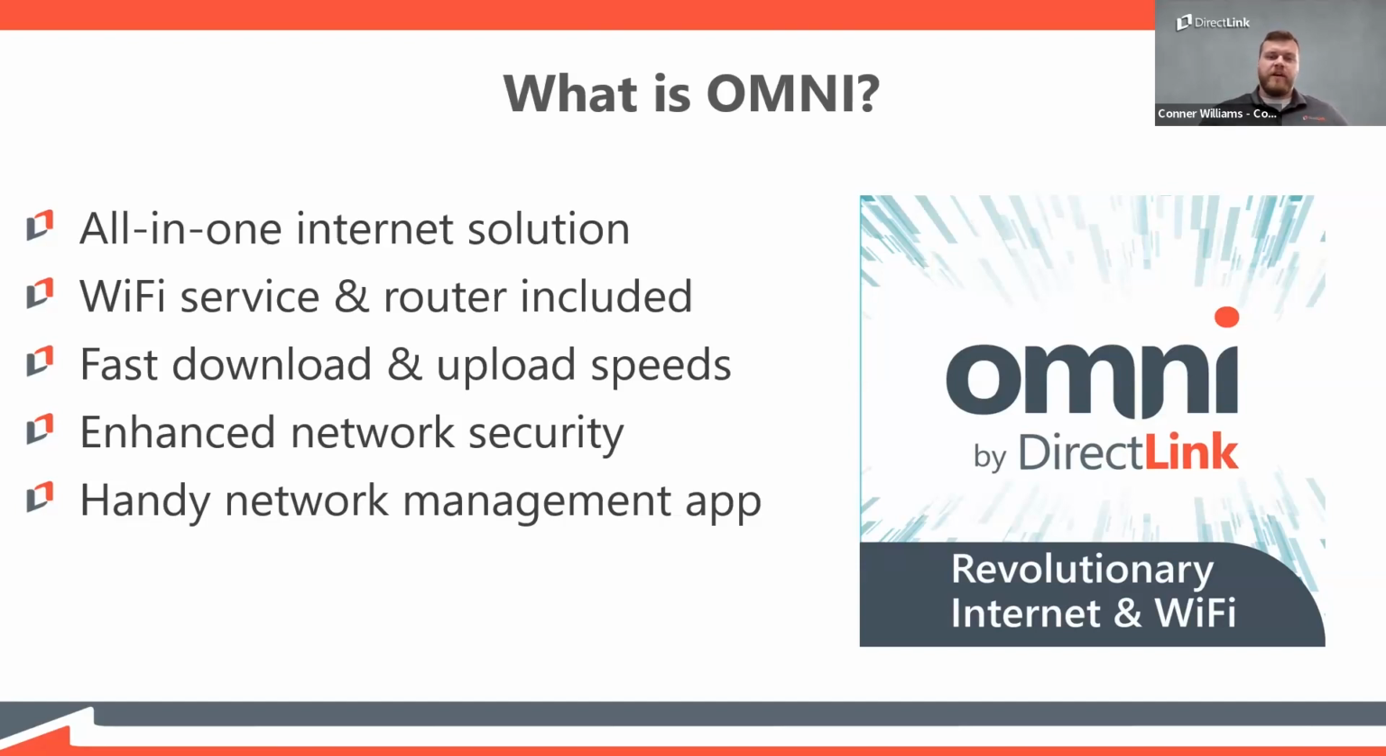We like to think of OMNI as an all-in-one internet solution, but what exactly does that mean? Well, with OMNI, everything that you need for a quality, fast, reliable internet connection is included with your DirectLink membership. That means that you get a top-of-the-line router to power your home Wi-Fi network, and that's professionally installed by our local technicians at no cost to you as a DirectLink member.